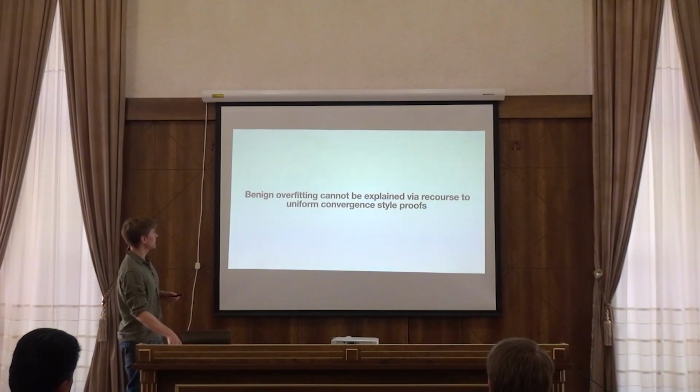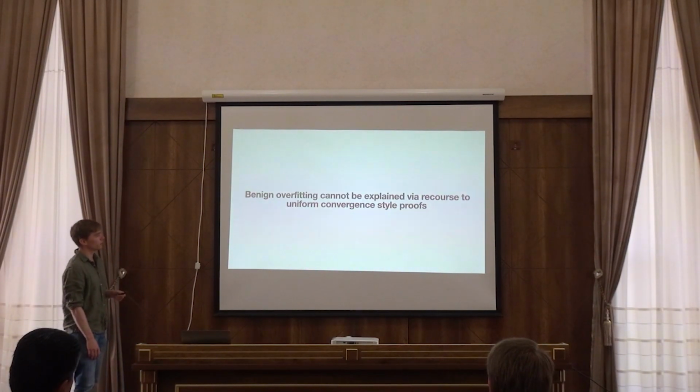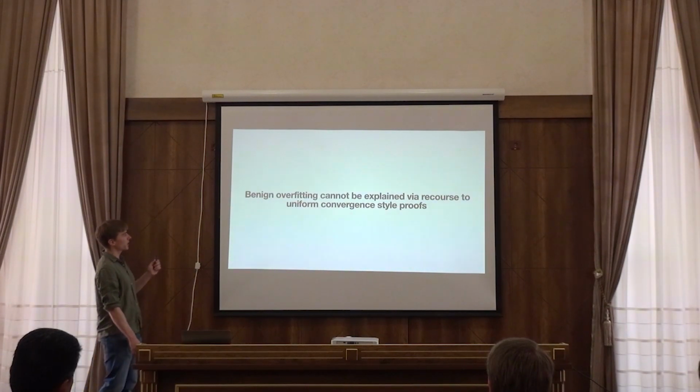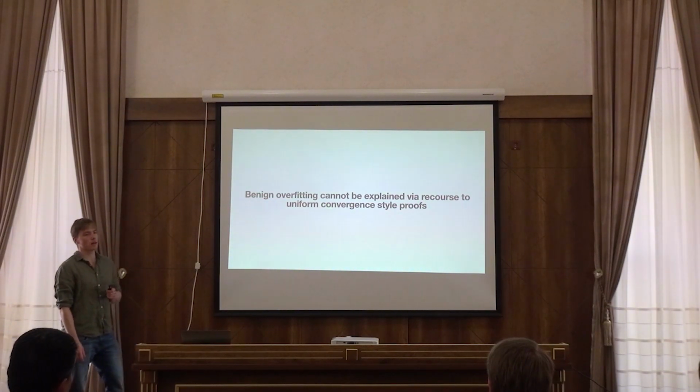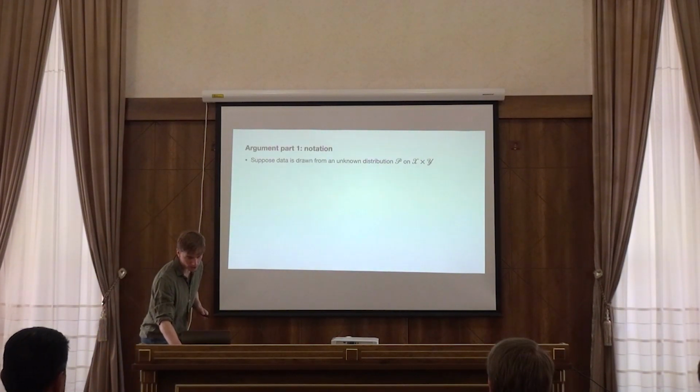All right, so connecting back with some of Guido's talks on things like uniform convergence and statistical learning theory, I want to highlight that benign overfitting cannot be explained by recourse to uniform convergence style arguments. Okay? So to see this, we can do the following. I'll just add some notation.